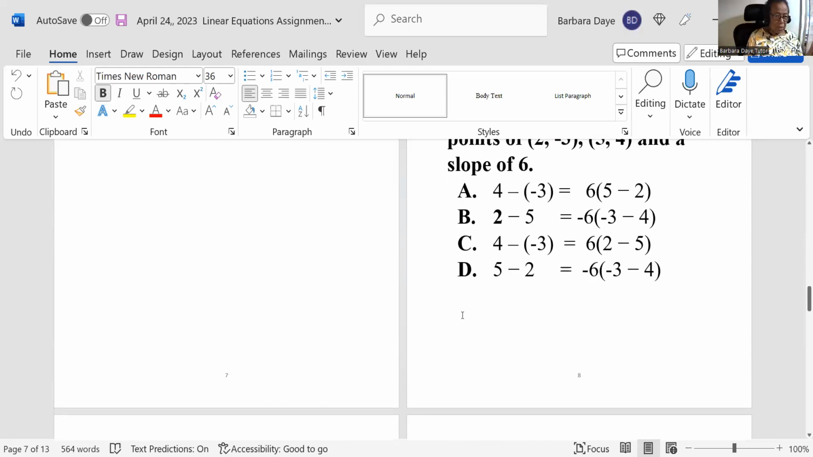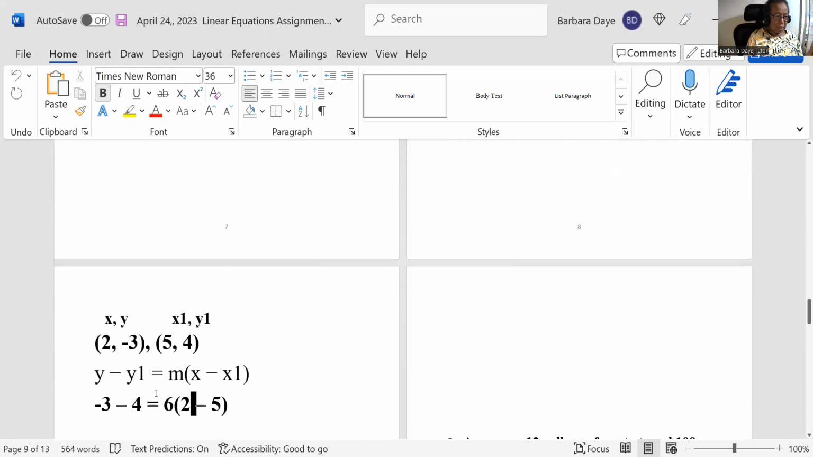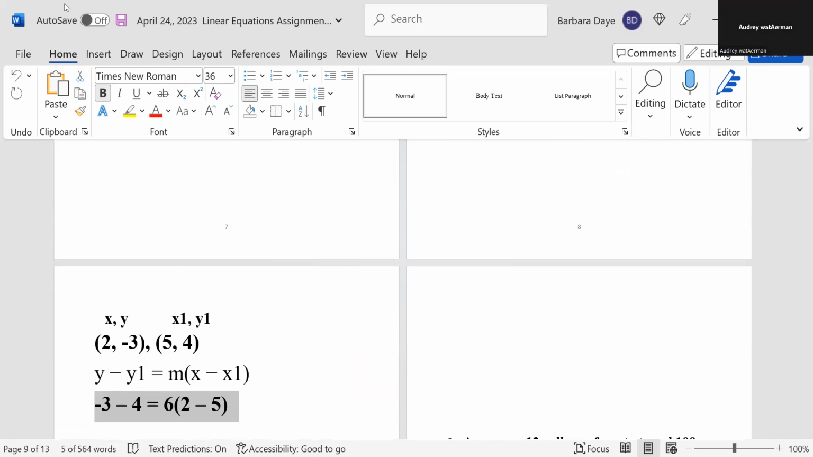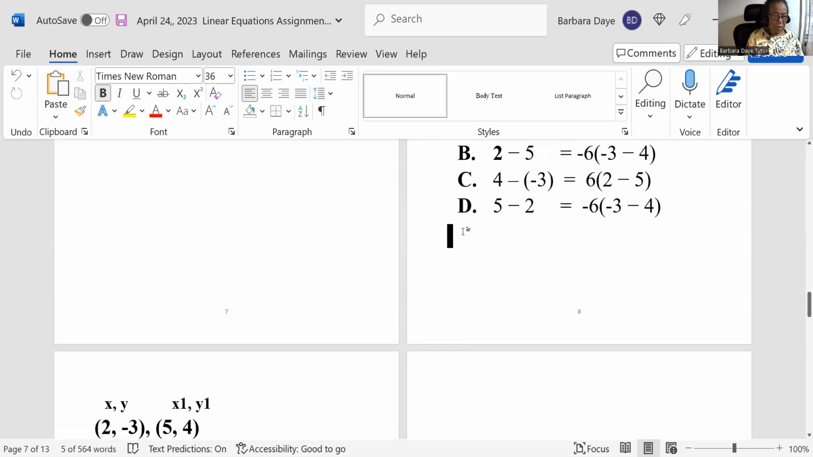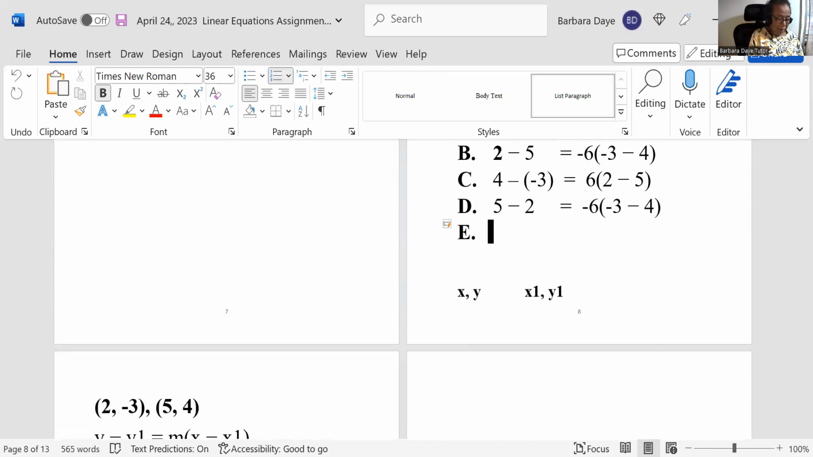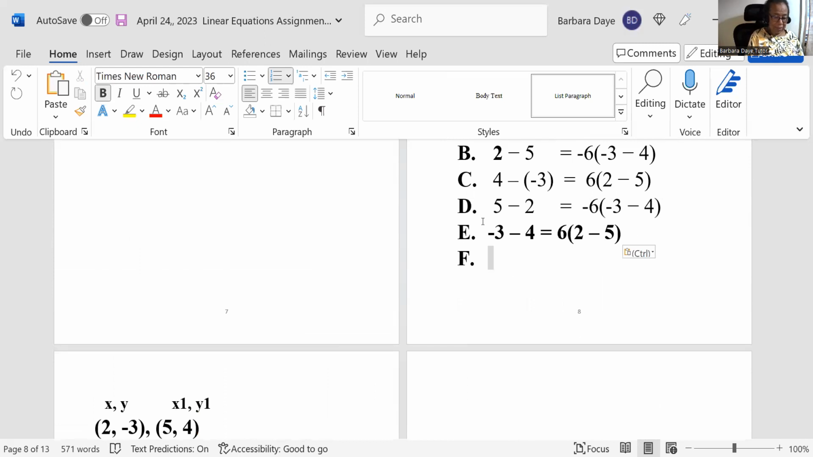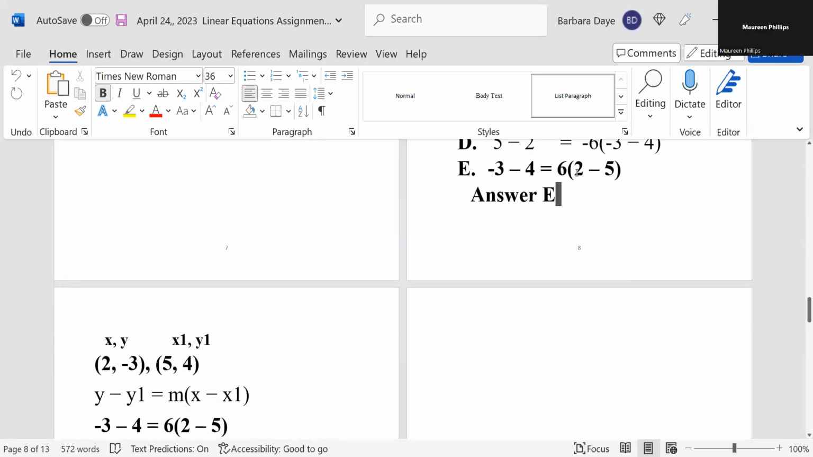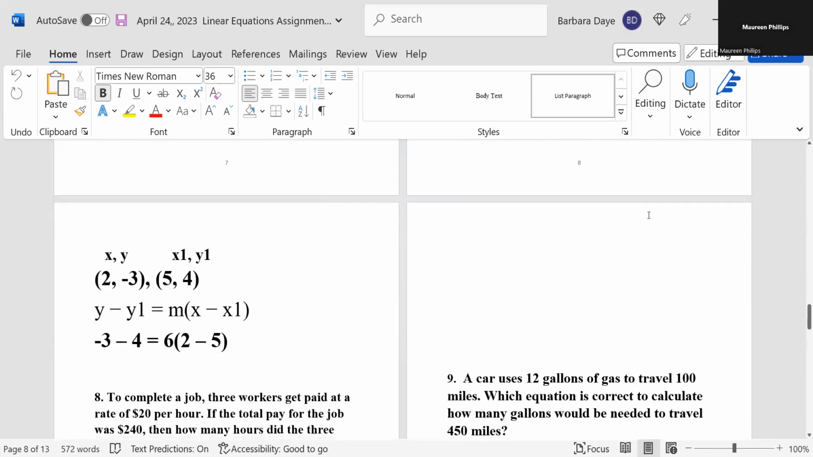So the answer would be, let me just put the answer here that we got. This is the answer right here. Let me just put here E, and I'll just put that answer there. That's the answer. So the answer is E. Okay, -3 minus 4 is the slope, that's 4, times 2 minus 5.